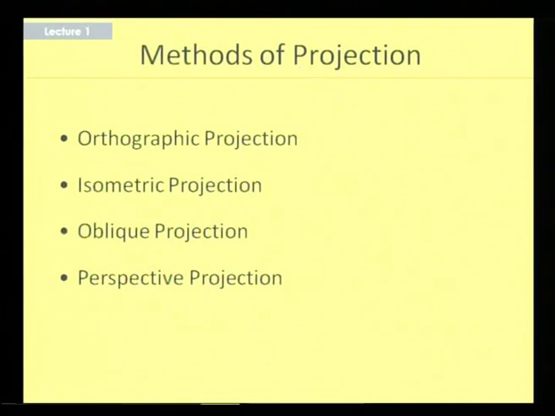The first one is the orthographic projection. Orthographic projection is a type of projection in which the projection rays, or lines of projection, are parallel to each other and also perpendicular to the plane of projection. Means the projectors carrying the image to the plane are parallel to each other and perpendicular to the plane. Next one is the isometric projection.